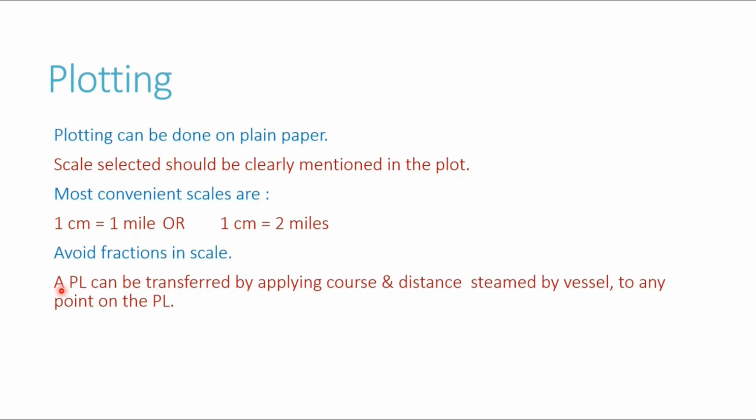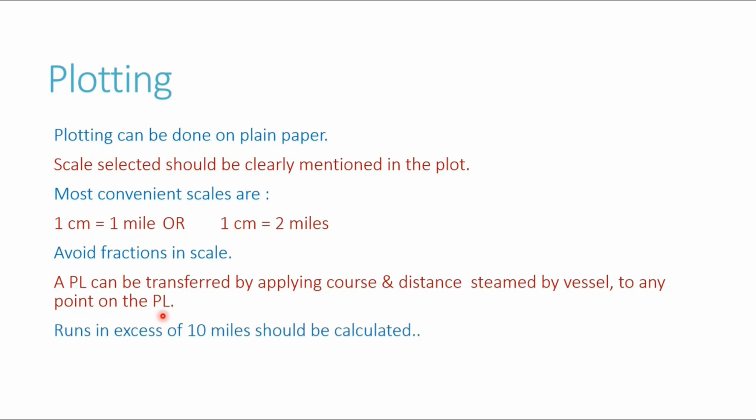Now in staggered plotting questions, we need to transfer a position line. The position line can be transferred using two different methods. The first method is you can straight away apply the course and the distance steamed by the vessel to any point on the position line. You reach a new point, and you draw a line parallel to the initial PL and the PL is transferred.